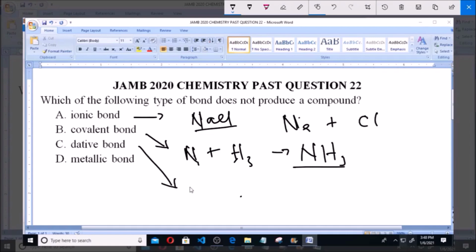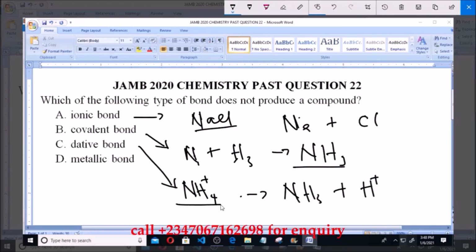Dative bond can also be seen in ammonium, where you have the bond between ammonia and a hydrogen proton. Now, looking at this, you see that only ammonia donates the electrons to be shared, but still a compound is formed, which is ammonium, which is different from ammonia and different from hydrogen.